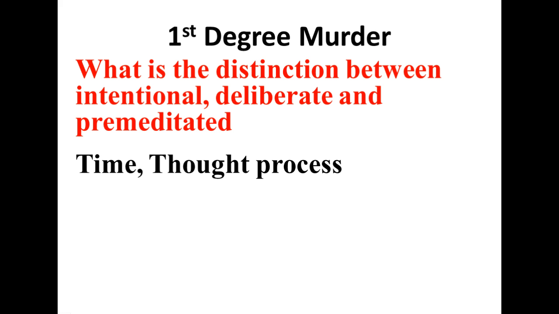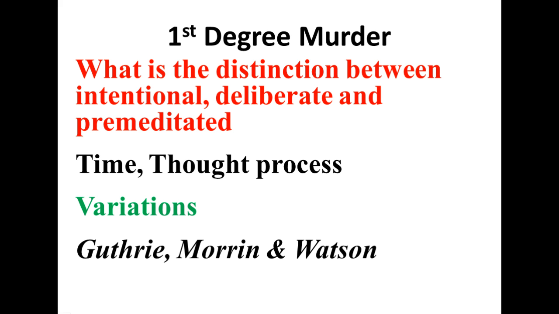They will also talk about the idea that deliberation and premeditation are a thought process that must be engaged in order to be proven for first-degree murder. And there are many variations on the themes of premeditation and deliberation and how you go about defining them. Take a look in your casebook and read them carefully.